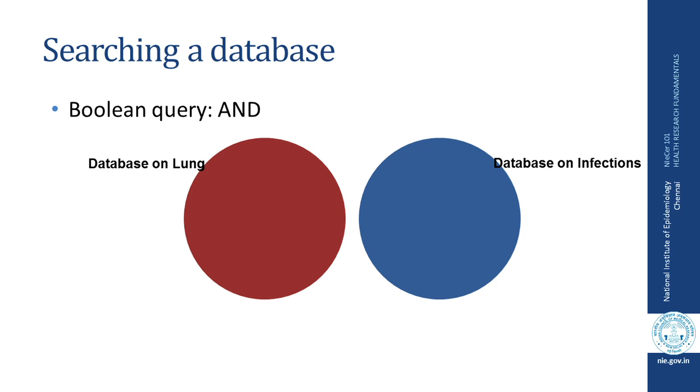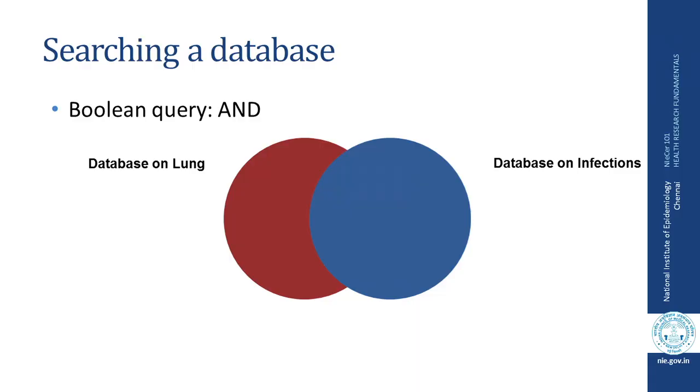For example, here I am showing you two different databases. One database is about lung, and another database is about infections, which encompasses all infections. If I put in a Boolean query of lung and infections, the query retrieves the results of lung and infection, which are those items that are specific to lung and infections. Okay.